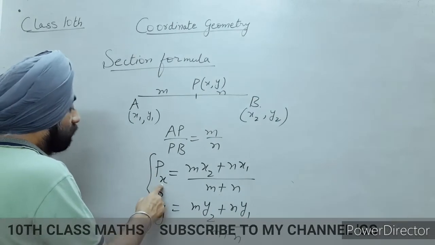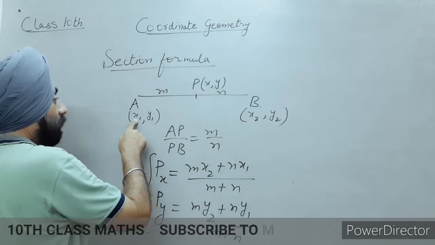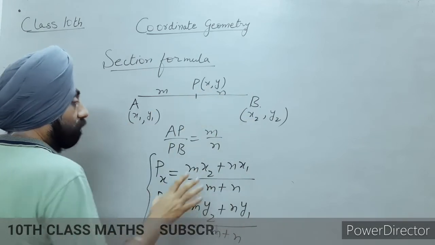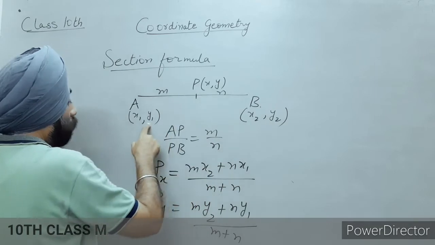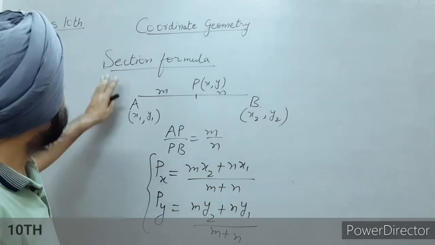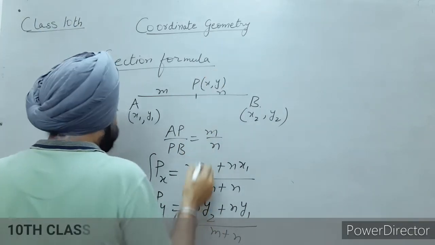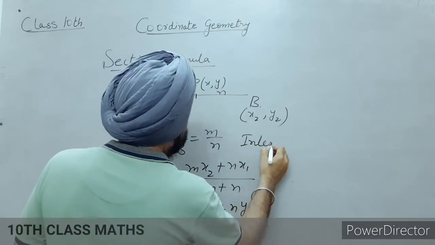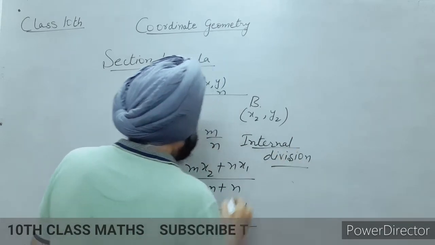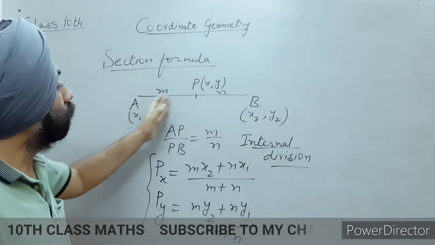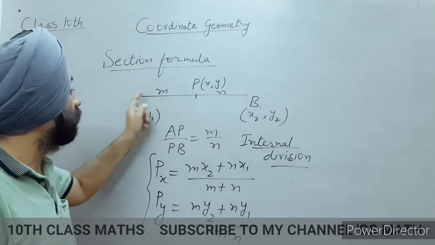Now P of x, that is the abscissa of point P, is m multiplied by x2 plus n multiplied by x1, divided by m plus n. Now the ordinate is P of y, m y2 plus n y1 divided by m plus n. This is called the section formula, but this is for internal division, right? Now what is internal division? The point P lies somewhere within the length of AB. It doesn't lie outside. It lies somewhere between A and B.